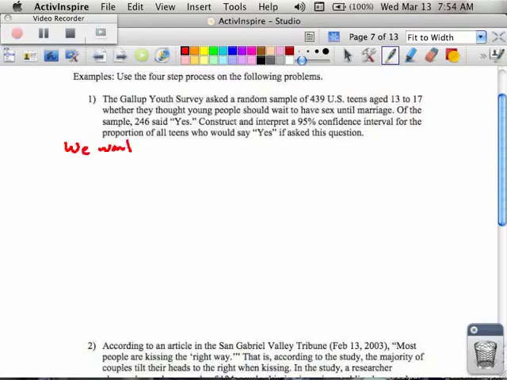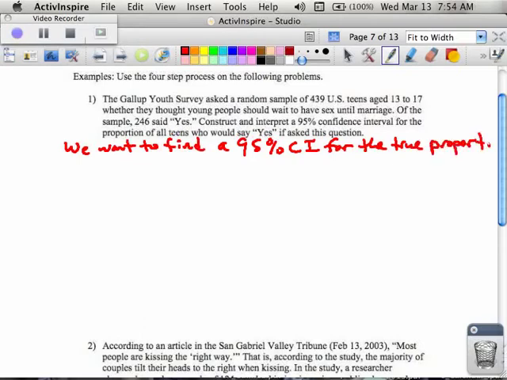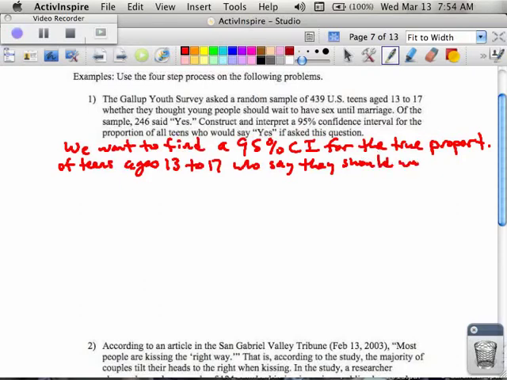We want to find a 95% confidence interval for the true proportion of teens ages 13 to 17 who say they should wait to have sex until married.